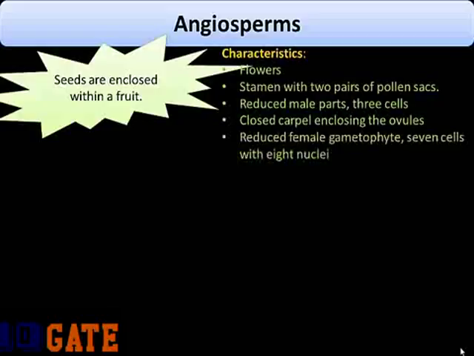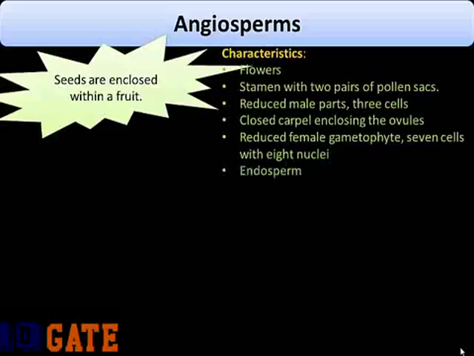Next characteristic is reduced female gametophyte, which is 7 cells with 8 nuclei. The reduced female gametophyte, like the reduced male gametophyte, may be an adaptation allowing for more rapid seed set, eventually leading to such flowering plant adaptations as annual herbaceous life cycles, allowing the flowering plants to fill even more niches.